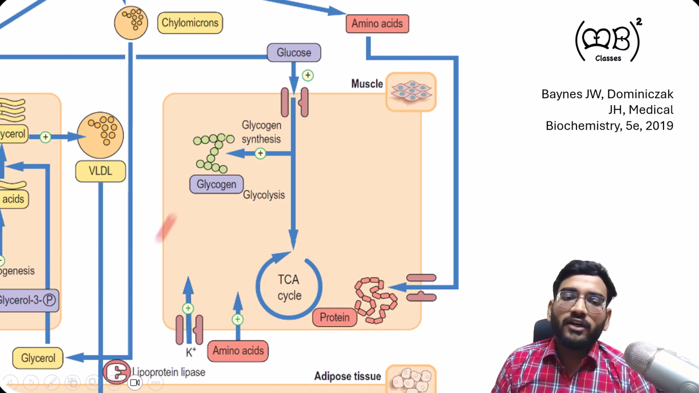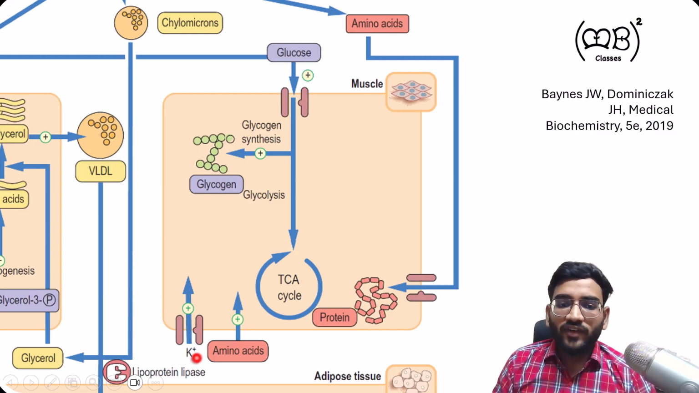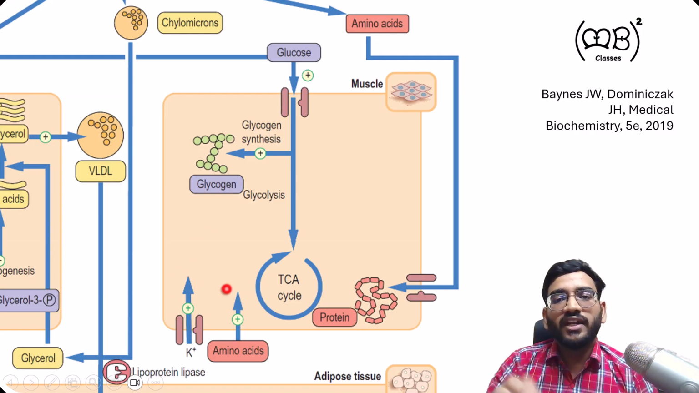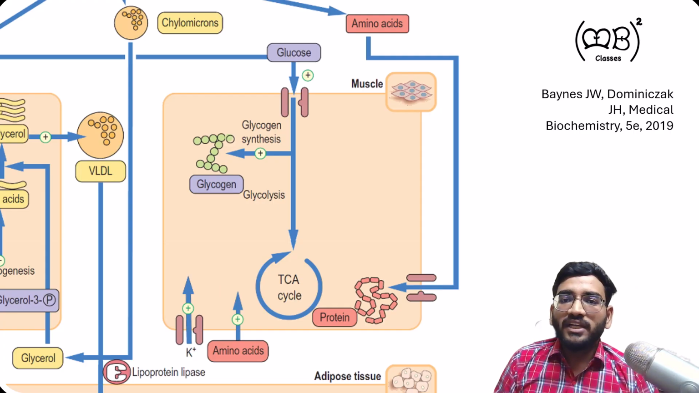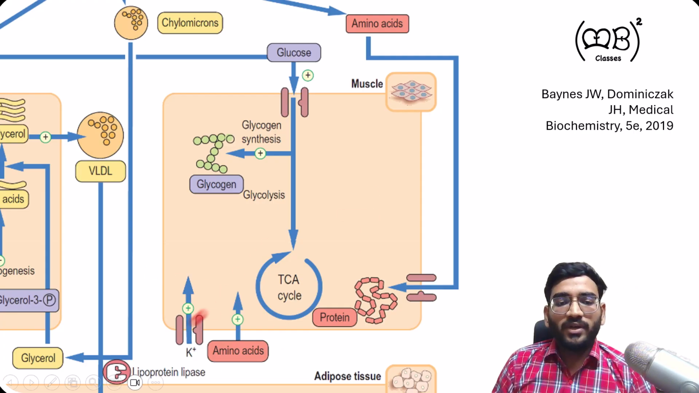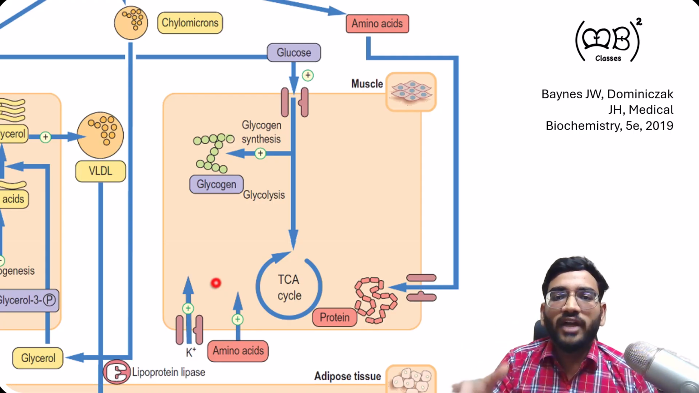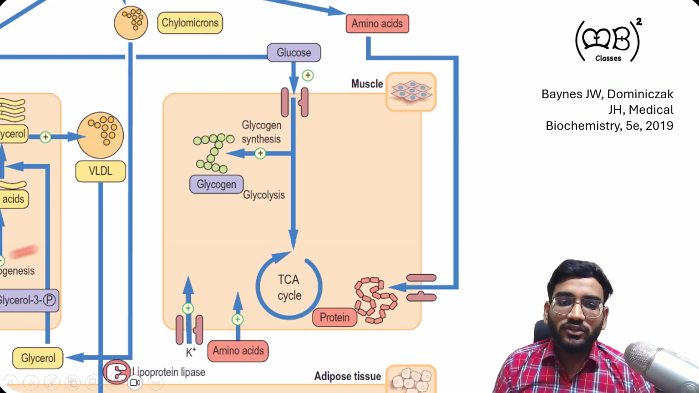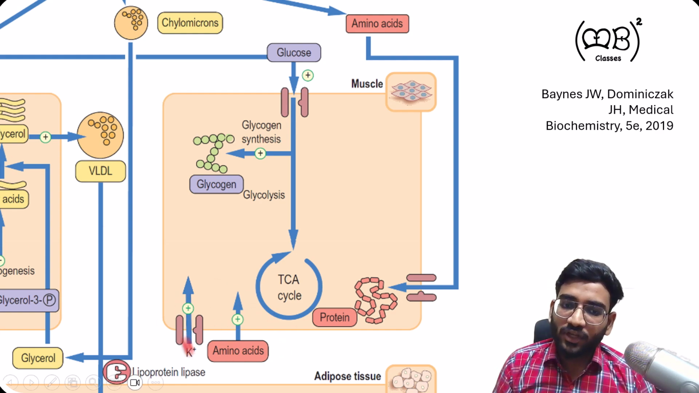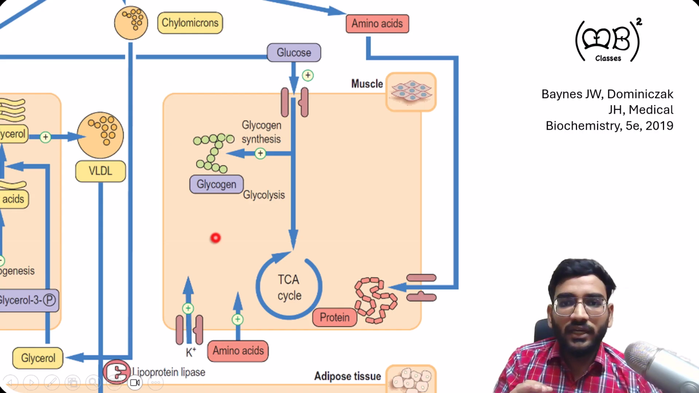Also under the effect of insulin, the potassium channels are activated, and potassium will go inside. So this has a very important clinical relevance. Why? Because if the patient is in hyperkalemia, which is increased potassium in the blood, one of the modalities by which we can treat hyperkalemia is to give the patient insulin, because insulin will activate the potassium channels. The potassium will go inside the muscle cells and the potassium in the blood will decrease.